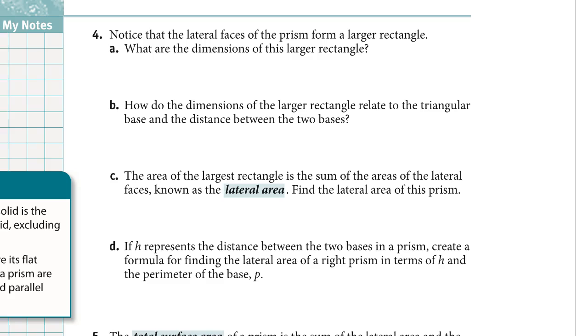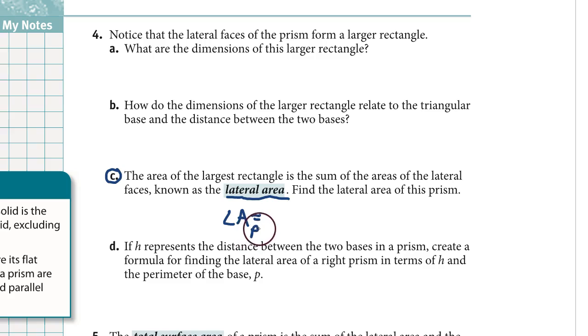Flip to the next page. Now, a lot of these questions we've already answered as we worked on that tent problem together. But where we have question C, let's write a formula for lateral area. Then we can use this formula whenever we need to find the lateral area for a prism.